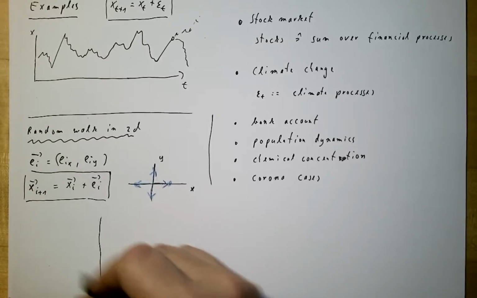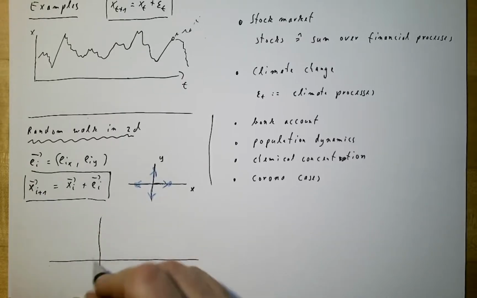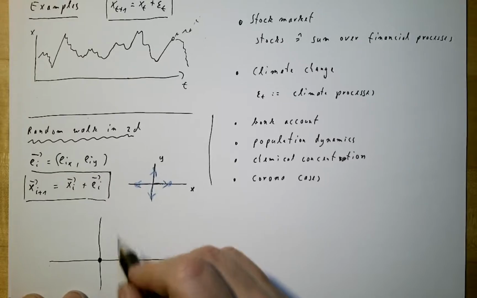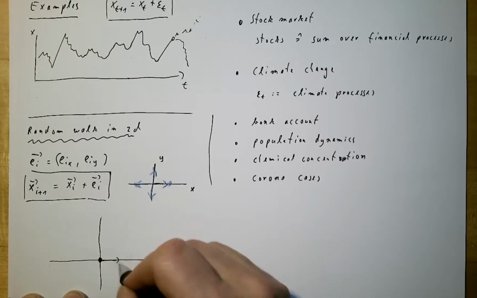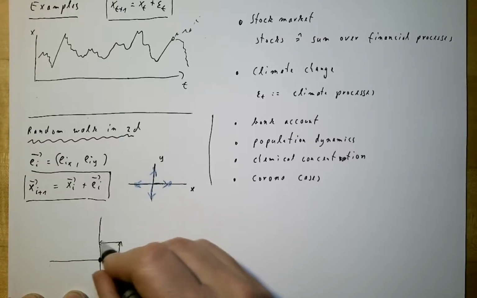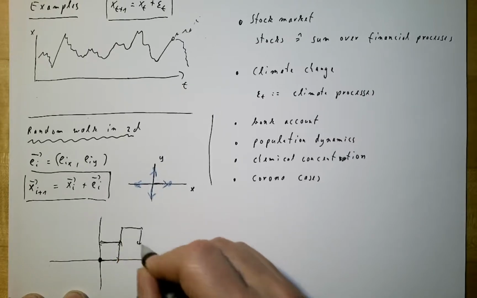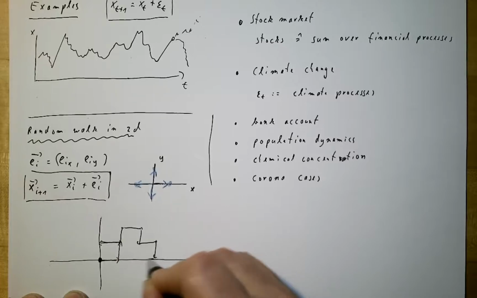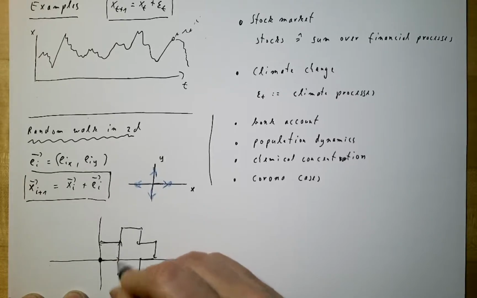And then we have our vector x. We start at 0, and then now we can go, for example, one step to the right, then maybe we go one step up, maybe we go one step left, maybe we go right again, then we go up, we go right, we go down, maybe right, down, left, and so on. And in this way, we construct a random walk.